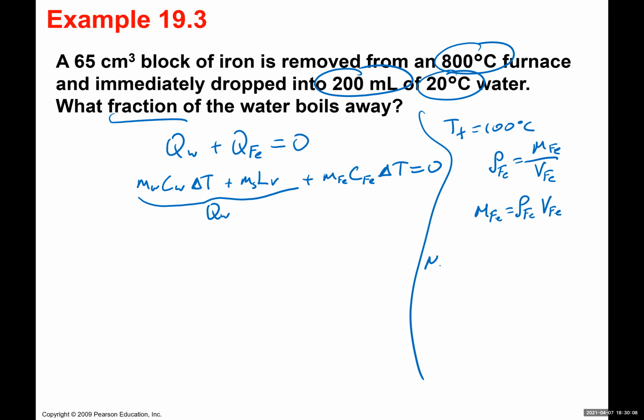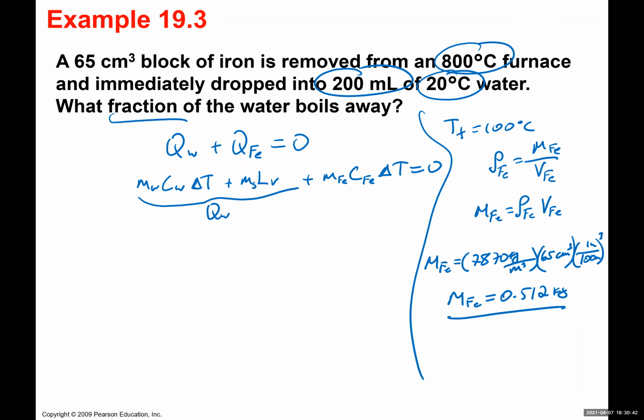Okay, so let's solve for that. Mass of iron is equal to the density, which is 7,870 kilograms per cubic meter, times the volume, which is 65 cubic centimeters, which we can convert, where 100 centimeters is 1 meter, and then we cube this as well. And then we can find the mass of the iron to be 0.512 kilograms. That's the mass of the iron. Okay, that means I pretty much have everything that I need.